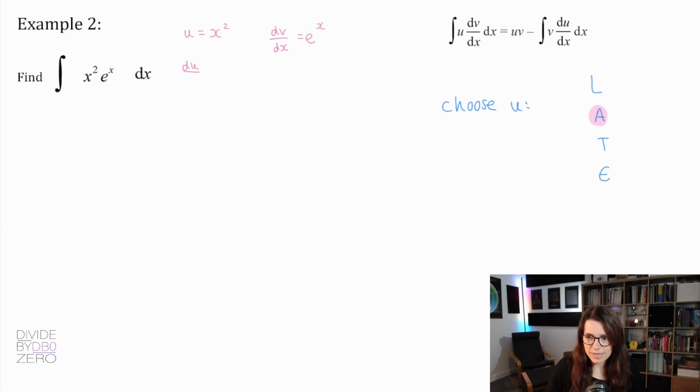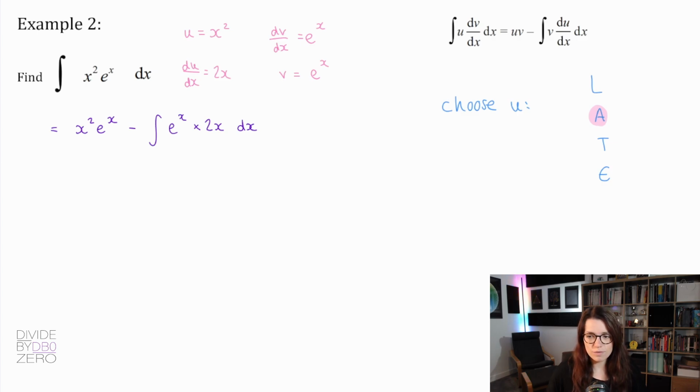We differentiate this one to get 2x, and we integrate this one to just get e to the x again, stays the same. We sub into our integration by parts formula, so uv, first of all, minus integral of e to the x times 2x. And now here's an interesting situation because inside the integral, once again, we have two functions times together. So this can happen, and all it means is that you have to do integration by parts again.